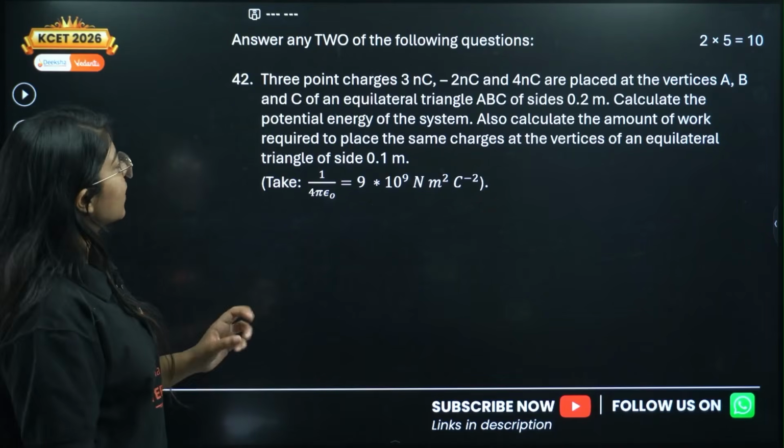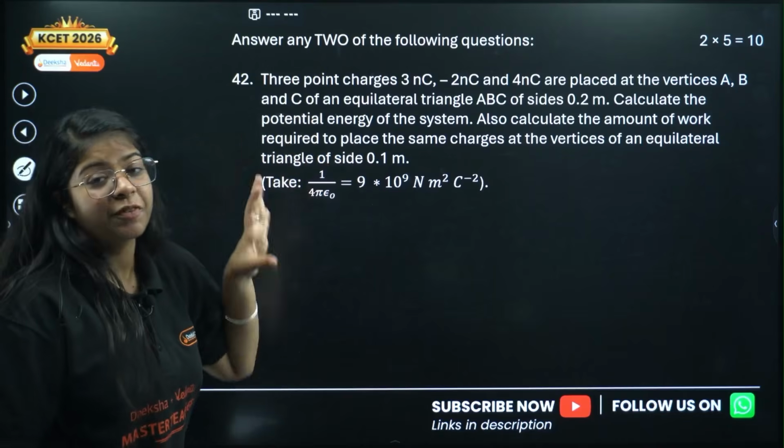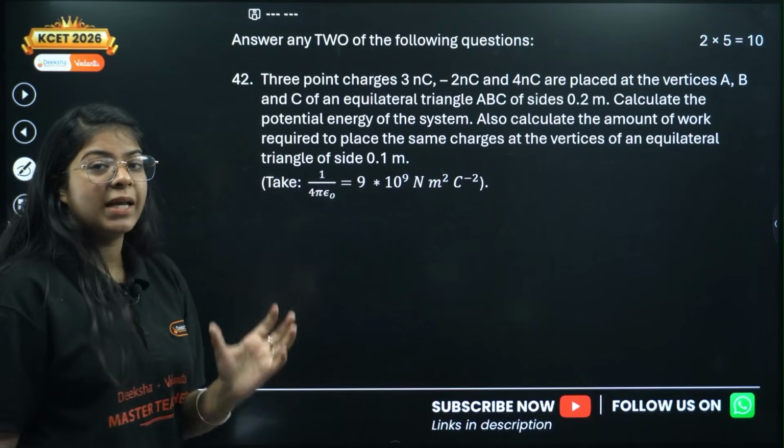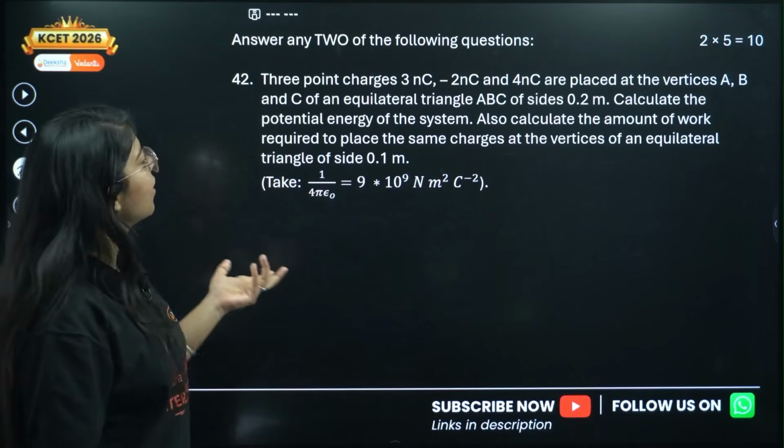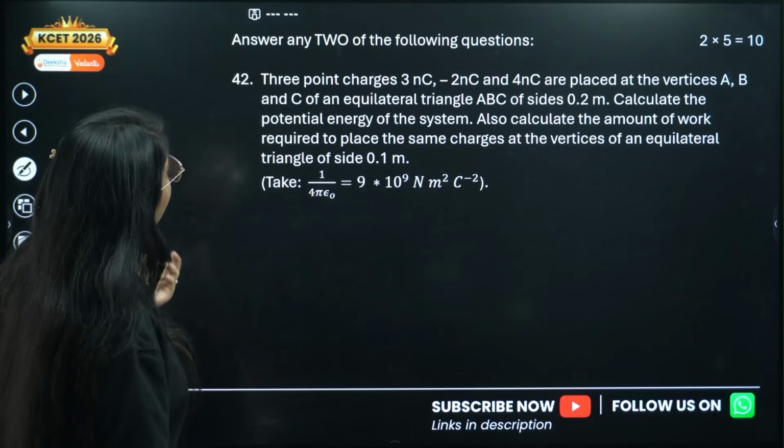Moving on to the 42nd question. Now these questions are 5 marker questions. You have to attempt any two. They will be given 3 questions, I guess. Okay, 3 or 4 questions.